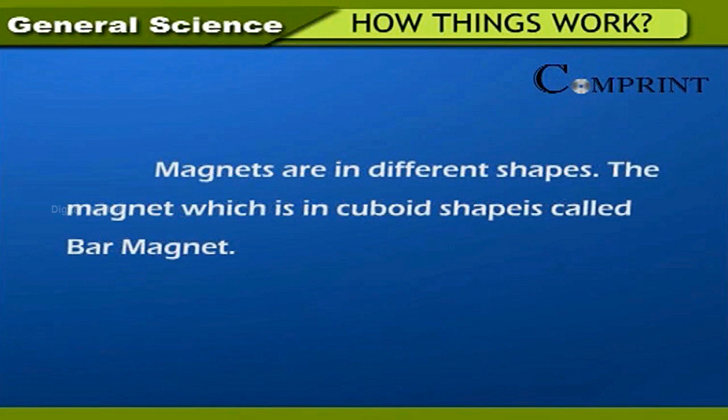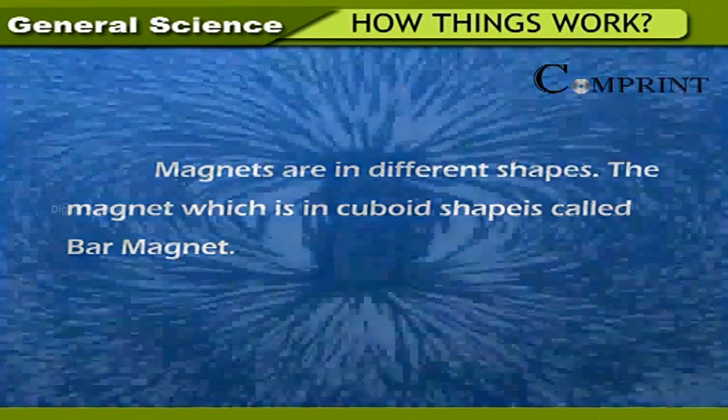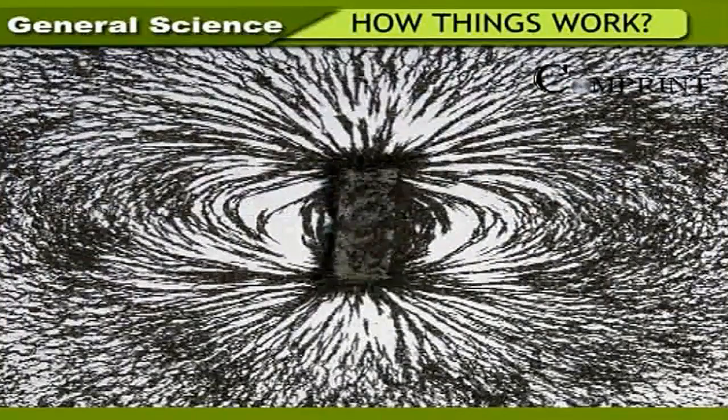Magnets are in different shapes. The magnet, which is cuboid shape, is called bar magnet. Take some iron filings and a bar magnet. Roll the bar magnet in the iron filings. Observe some iron filings attracted to magnet. Place the magnet with iron filings on other paper as shown and observe.